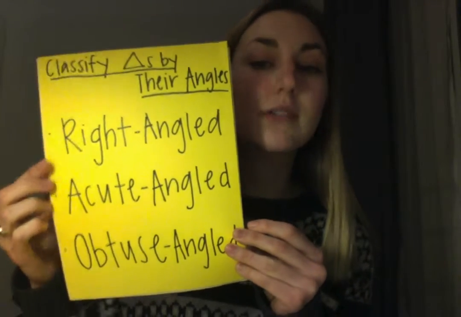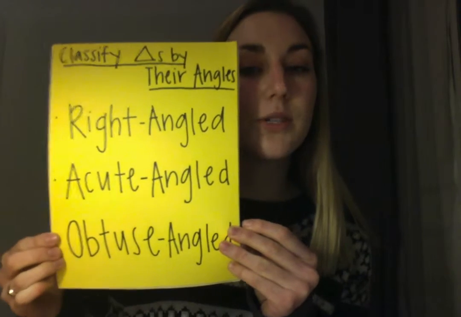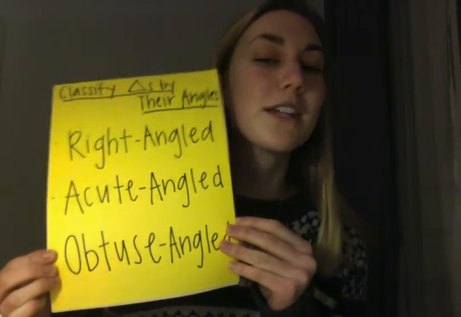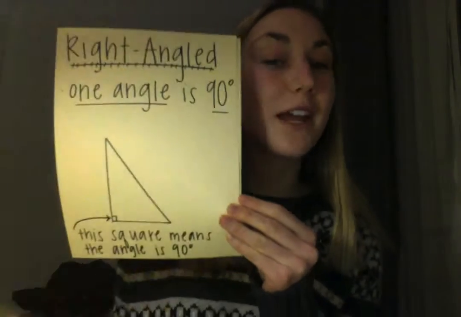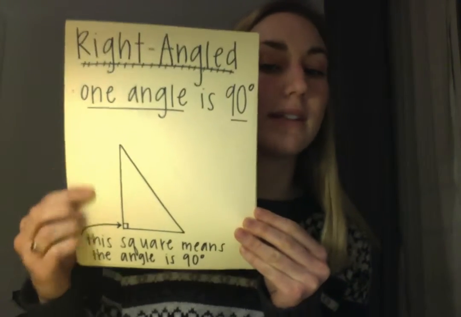And if you remember back when you learned about angles, what are those three different types? Exactly, right angles, acute angles, and obtuse angles. So when classifying triangles, you have right angle triangles, acute angle triangles, and obtuse angle triangles. And what is a right angle? 90 degrees. So a right angle triangle is when one angle is 90 degrees.